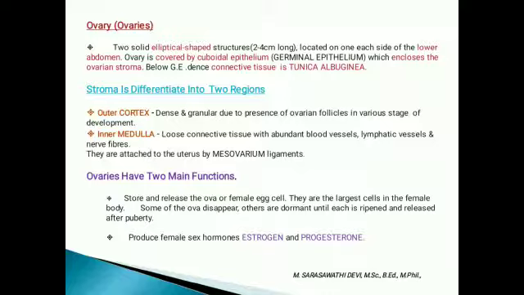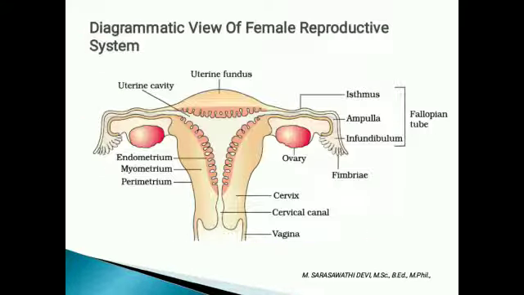Ovaries have two main functions. One is to store and release ova, or female egg cells. They are the largest cells in the female body. Some of the ova disappear, others are dormant until each is ripened and released after puberty. The second is to produce the female sex hormones, estrogen and progesterone. The given picture is a diagrammatic view of the female reproductive system.